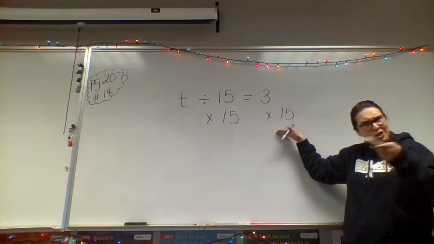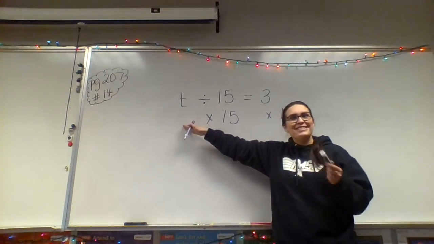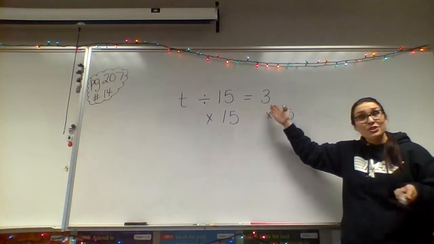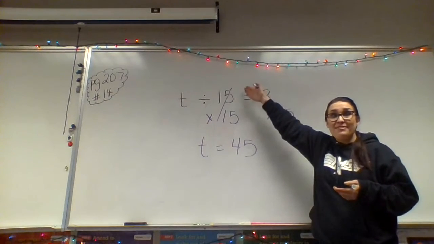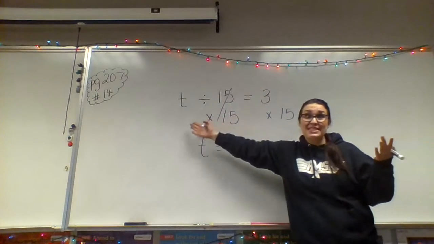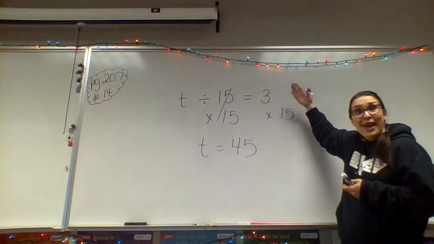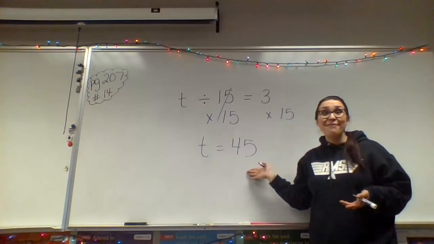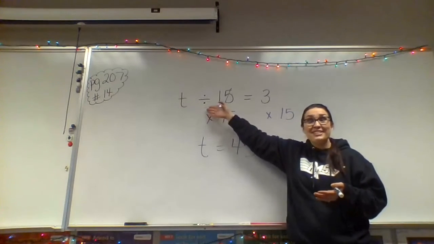So now my question for you, my friends, what's the solution for t? What value does t have that would make this equation true? It's 45. So we know that when we multiply by 15 after dividing by 15, that cancels each other out. That just becomes t, right? So t is all by its lonesome. But when we take 3 and multiply it by 15, our final answer is 45. That means that 45 is the solution to this equation.